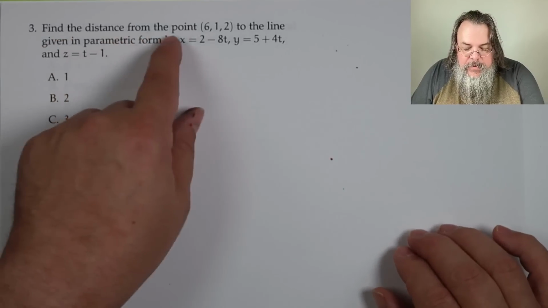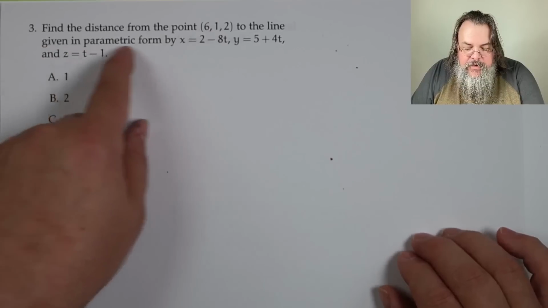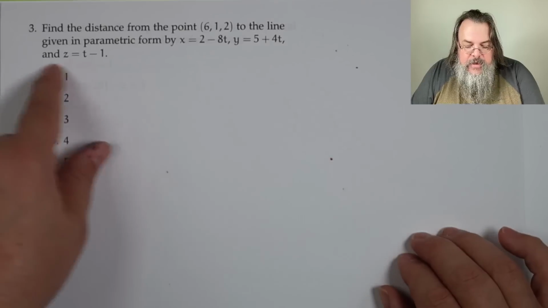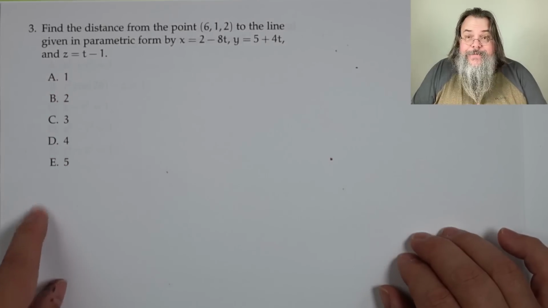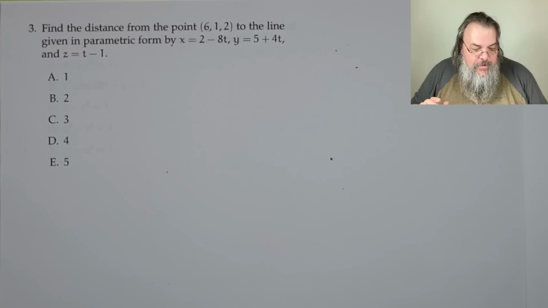Find the distance from the point (6, 1, 2) to the line given in parametric form by x equals 2 minus 8t, y equals 5 plus 4t, and z equals t minus 1. Okay, so how do we go about doing this?